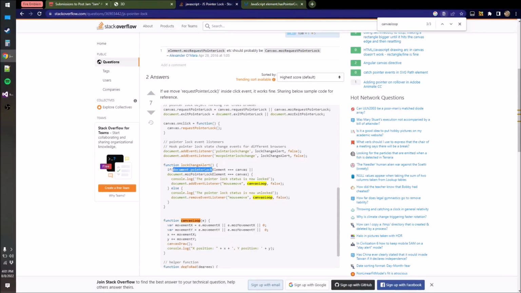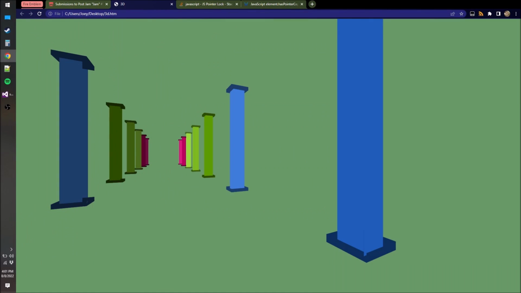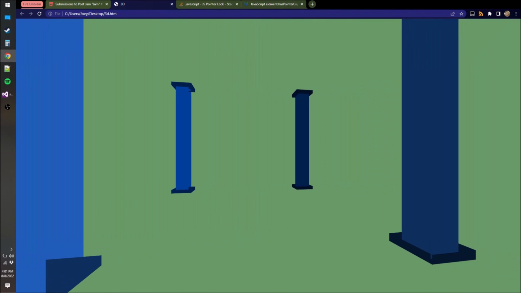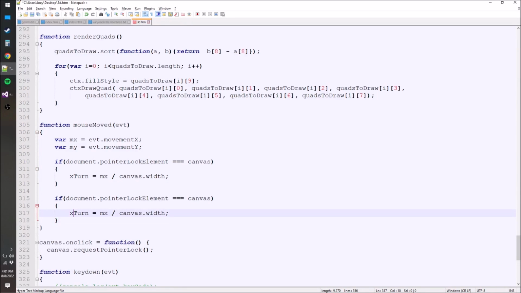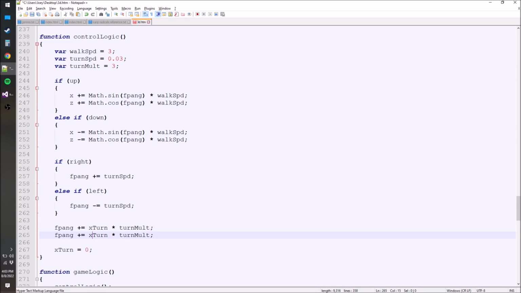Oh wait, I could check document.pointerLock element equals canvas. Can I just do that? Oh, look at that. Alright, so now it only moves if the pointer is captured. And let's copy this now and add this for Y turn. Find that up here. Do this function.